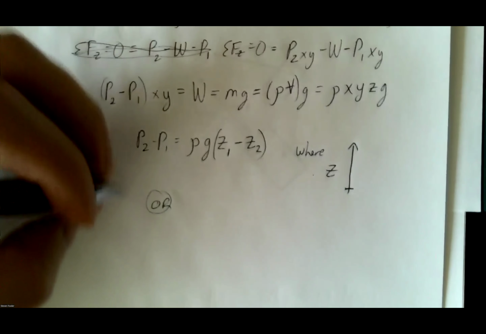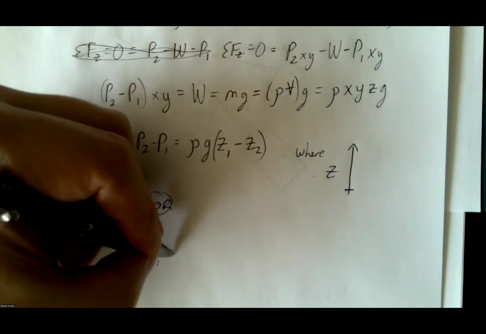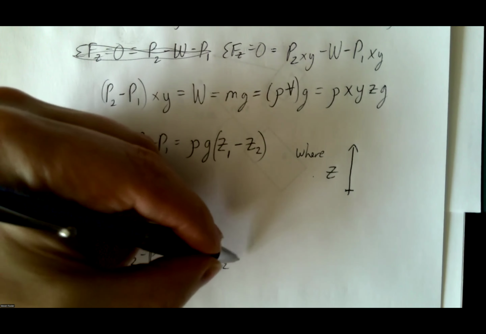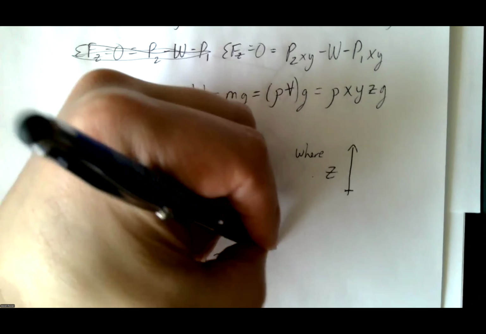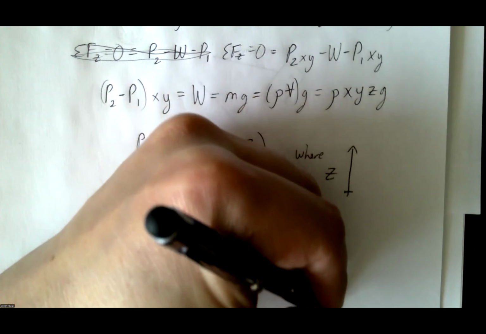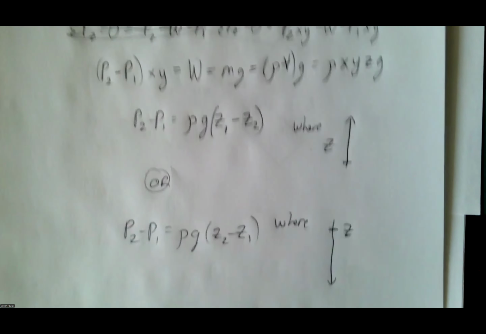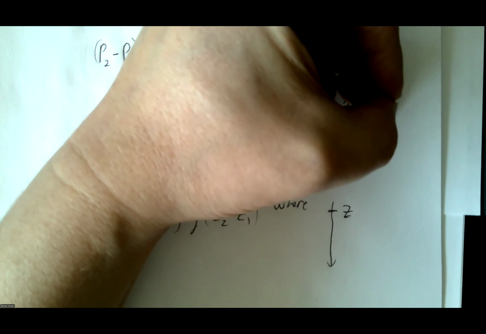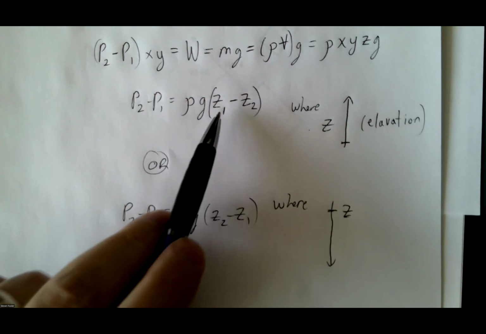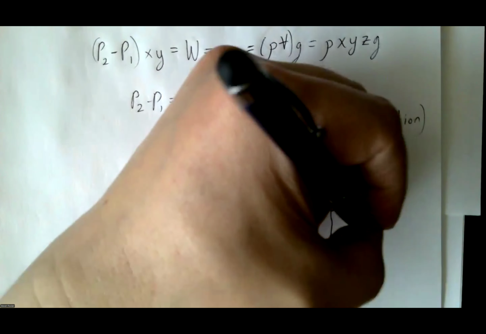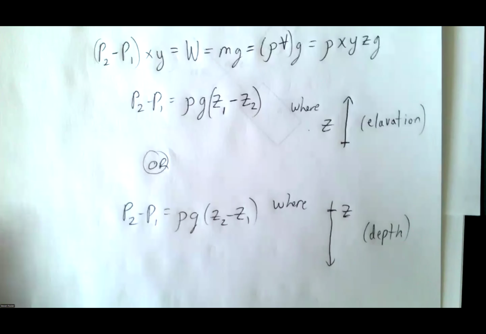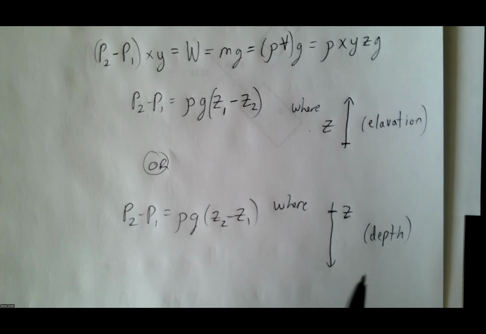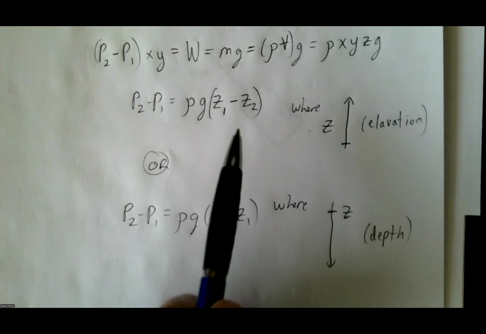Some texts you'll encounter will say P2 minus P1 is equal to rho G delta Z. So delta P is equal to rho G delta Z. And that's okay if you want to remember you're referring to Z as depth, right? If Z is what you're calling the elevation, then it needs to be Z1 minus Z2 if Z is increasing in the up direction. If Z is referring to depth, meaning Z increases as you go down, well, if you go down, your pressure is going to increase. So if Z is increasing in the down direction, that means your pressure is increasing in the down direction.